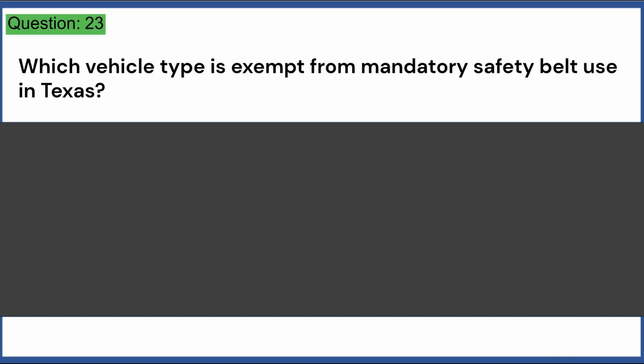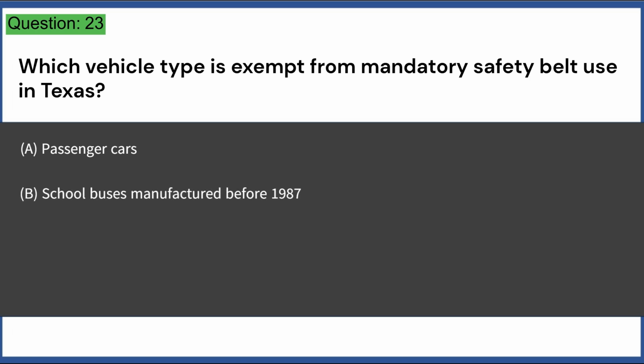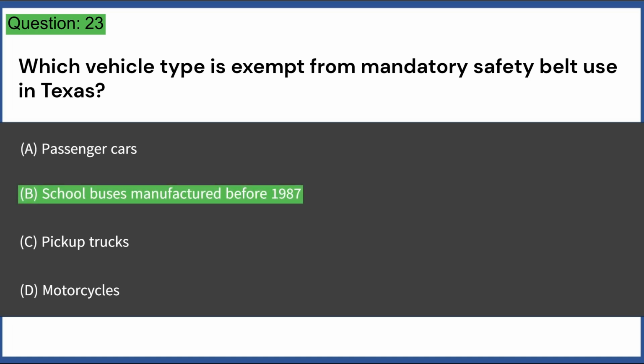Which vehicle type is exempt from mandatory safety belt use in Texas? A. Passenger cars. B. School buses manufactured before 1987. C. Pickup trucks. D. Motorcycles. Answer: B. School buses manufactured before 1987.